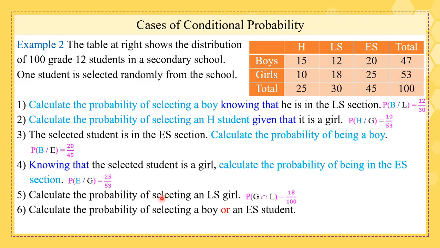Now calculate the probability of selecting a boy or an ES student. We saw this before. And means intersection as in part 5, and or means union. Now what is the probability of B union E? We select all the boys, which are 15, 12, 20, and then we select all the ES students, which are 20 and 25, but pay attention, try to show the common students only once. So this would be 15, 12, 20 from B, and the 25 is added from E without adding 20 another time, so it would be 72 over 100.